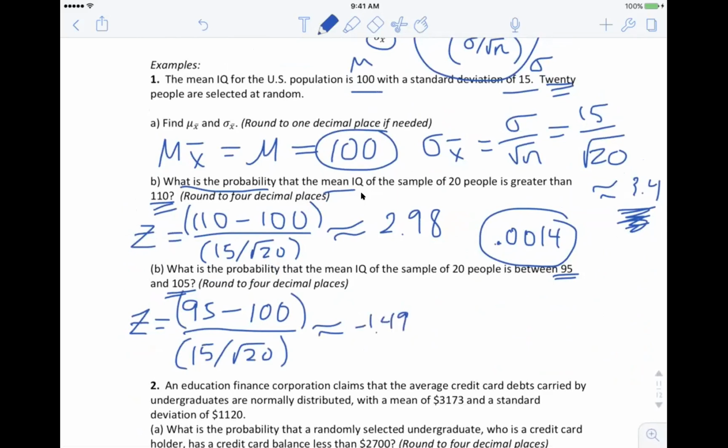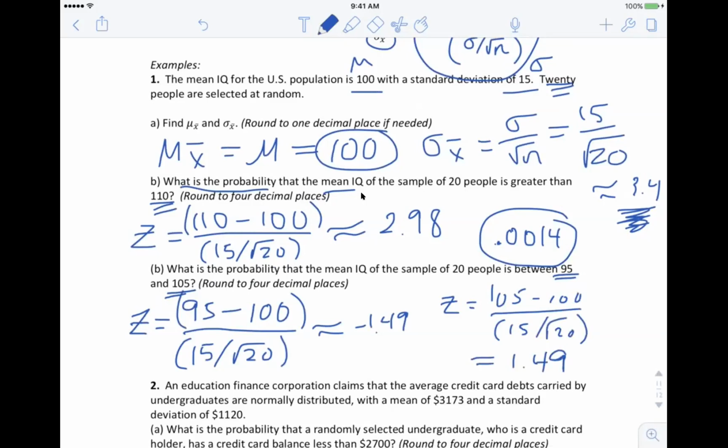Double checking. Yeah, looks pretty good. Okay, now I've got to get another z-score for the 105. So repeat 105 and then still minus 100 divided by 15 divided by square root of n. Okay. So plugging that in. Positive 1.49. Seems to make sense because they're both 5 away from the mean. So this is positive 1.49. Those are the z-scores corresponding to those values.